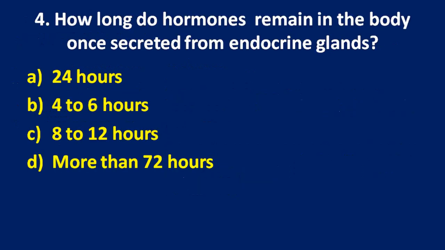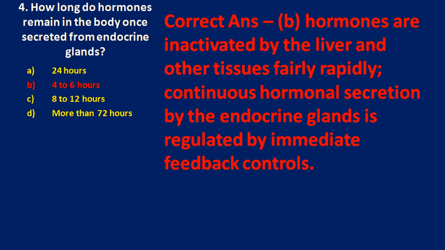Fourth question is, how long do hormones remain in the body once secreted from endocrine glands? Options are A, 24 hours, B, 4 to 6 hours, C, 8 to 12 hours, D, more than 72 hours. The correct answer is option B, 4 to 6 hours. Hormones are inactivated by the liver and other tissues fairly rapidly. Continuous hormonal secretion by the endocrine glands is regulated by immediate feedback controls.